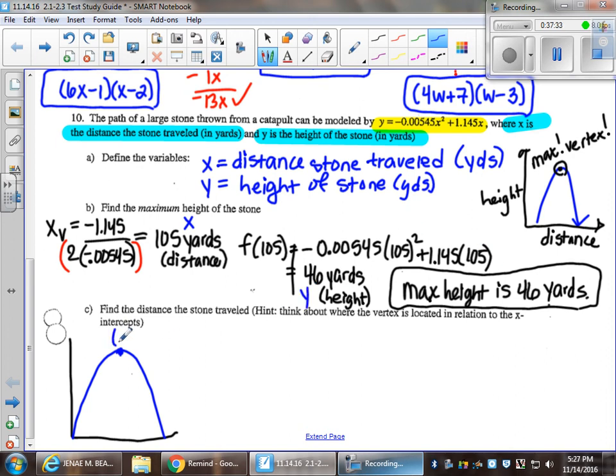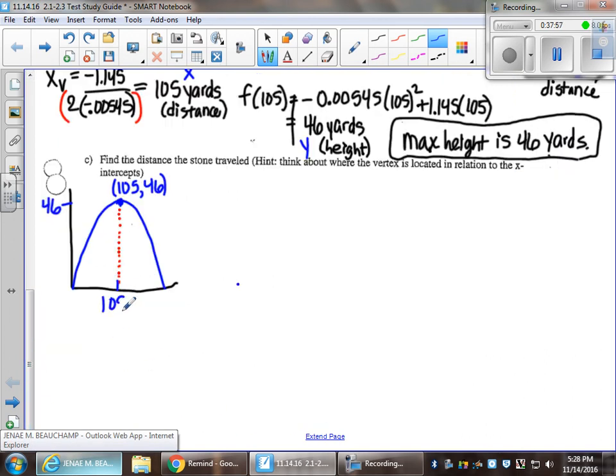So this is 105 comma 46. So the height was 46. If you were to mentally drop this down, this is 105. So there's a strategy to this question that we can actually be done very quick. Think about what this means for this to be the vertex. This is exactly the halfway mark, right? If you were to fold this in half, it would be right on top of each other. It's symmetrical.